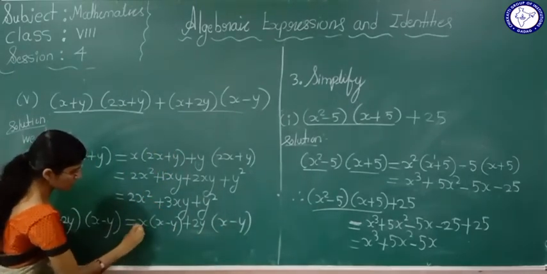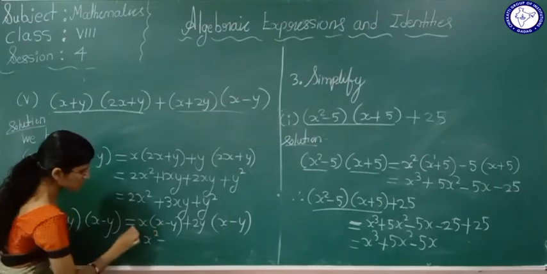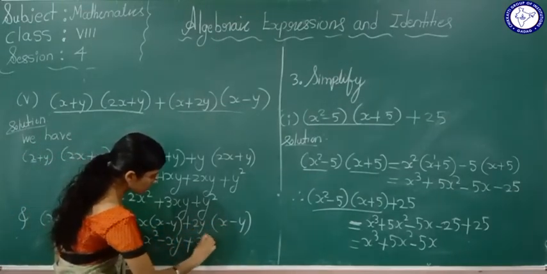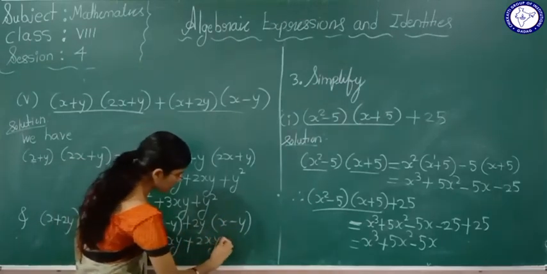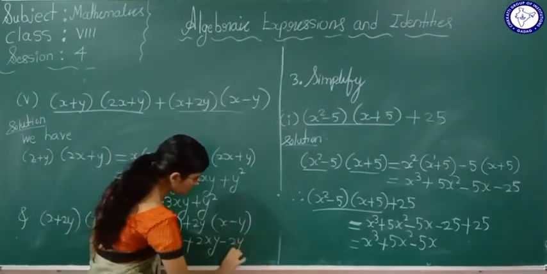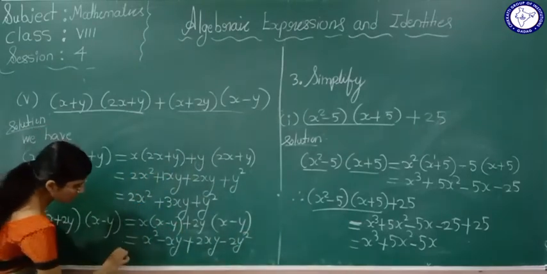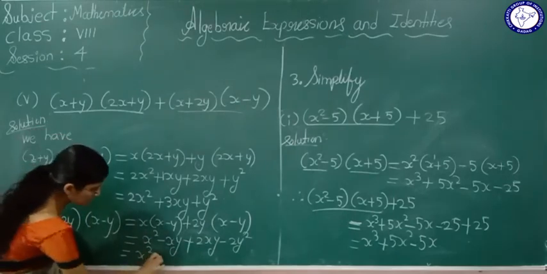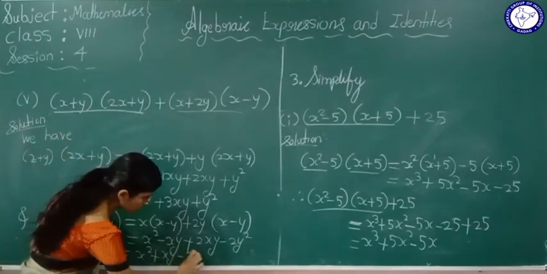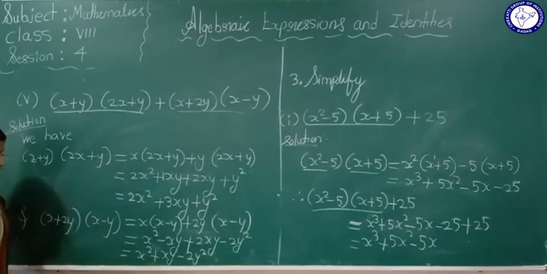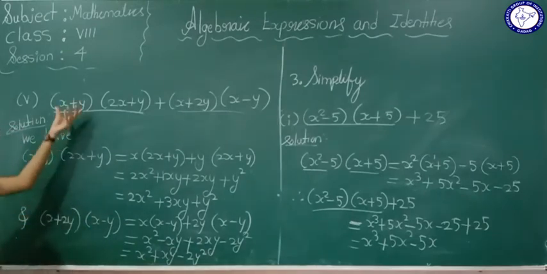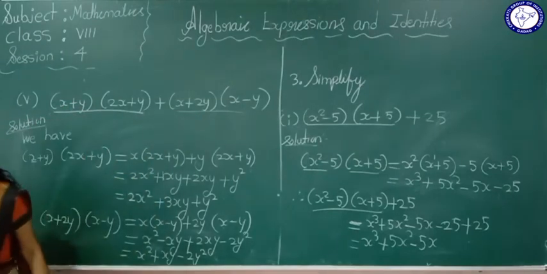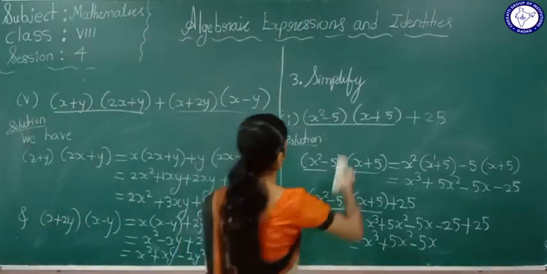Now what will it become? x into x is x square, minus x into y is xy, plus 2y into x is 2xy, plus minus is minus, 2y into y is 2y square. Now you simplify this part. x square minus xy plus 2xy is nothing but plus xy, minus 2y square. Okay. Now we have simplified this part and this part. Now we will solve the entire expression.